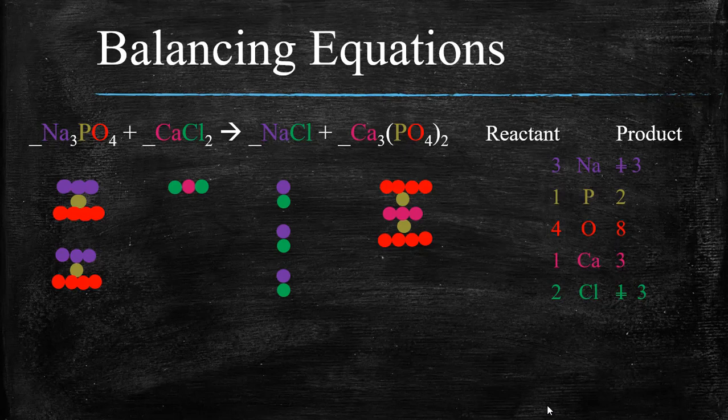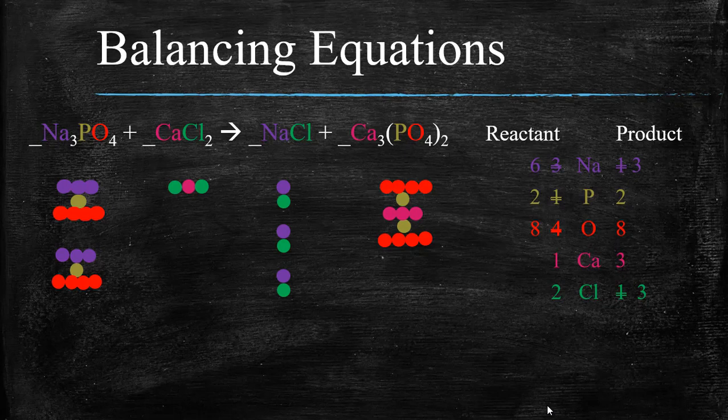When I do that, I find out that I've unbalanced my sodium. That's okay. I now have 6 on the reactant side. I have 2 phosphorus on the reactant side, and I have 8 oxygens on the reactant side. So actually now my phosphorus and my oxygen are both balanced. Now I need to pick something else. I could pick the sodium, I could pick the chloride, but the calcium looks easier.